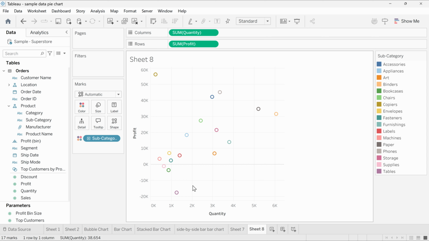Just make sure that when you are creating a scatter plot chart, that you are creating it towards the question that you're trying to answer when you are creating your visualization. So if they want to see, hey, what are our most profitable subcategories of products that we are selling, and what is that based upon their quantity? Then that would be a great scatter plot to show them for that question.